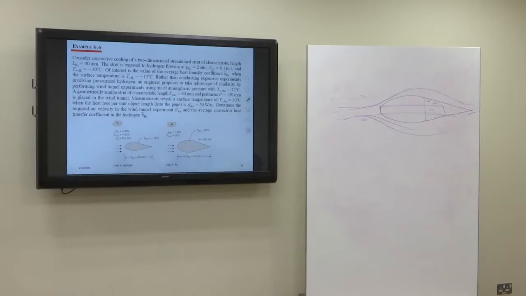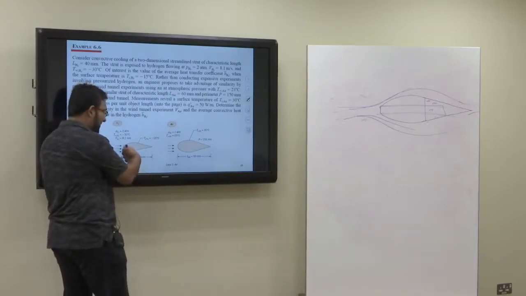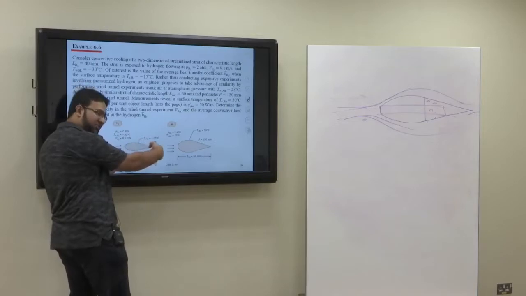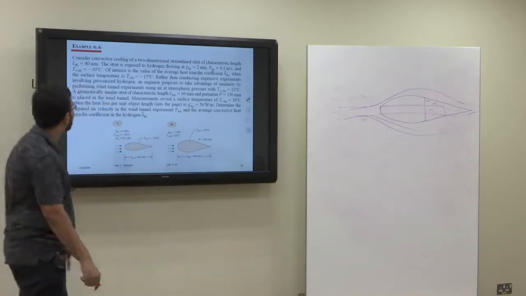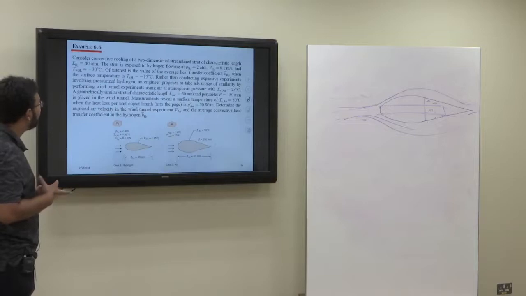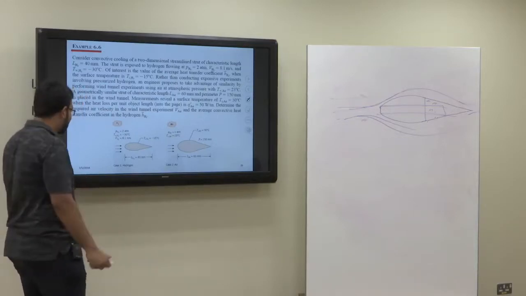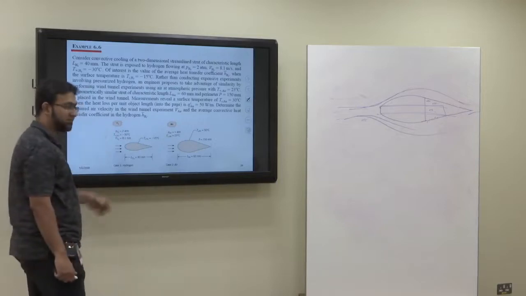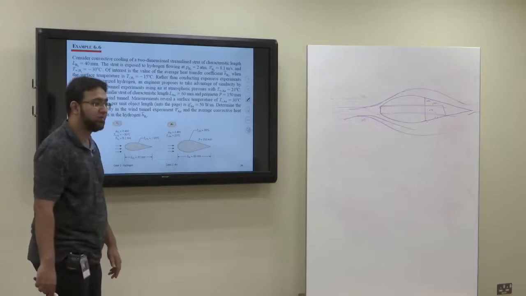Of characteristic length 40 millimeters. So the length here from the leading edge to the trailing edge, that's the characteristic length, is 40 millimeters. So consider convective cooling of a two-dimensional streamlined strut of characteristic length 40 millimeters. The strut is exposed to flowing hydrogen. Now what is flowing here? It's hydrogen, and the hydrogen is at 2 atmospheric pressure.